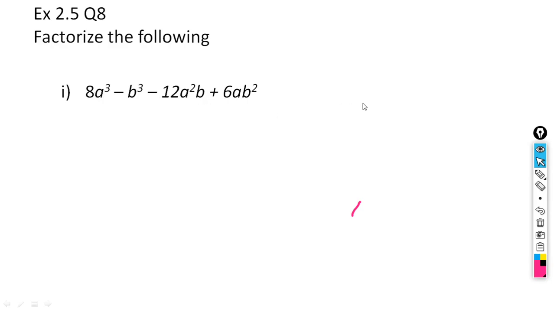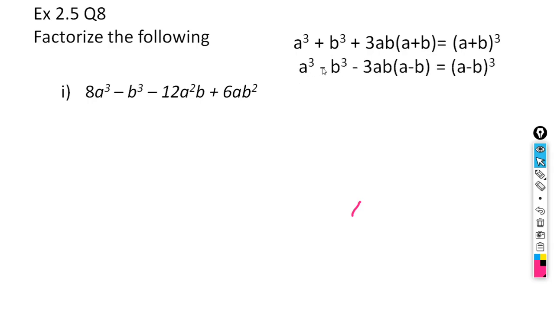As you look into this problem, you have to check carefully which identity we have to use. It is a cube plus b cube plus 3ab into a plus b, and the possible factors are a plus b whole cube, or we'll use our identity a cube minus b cube minus 3ab into a minus b equals to a minus b whole cube.